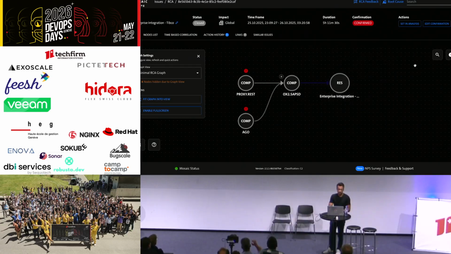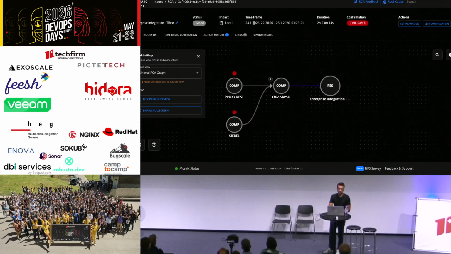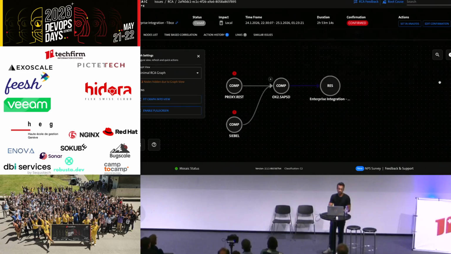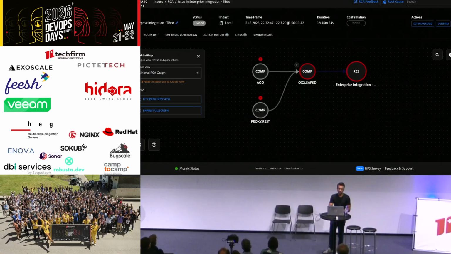This was in October 2025. Then a new issue in January 2026, and I put another comment. I said, the root cause is still the same MariaDB failure that we had in October. Then let's look at an issue that happened in March this year. There is no comment, there is no feedback.